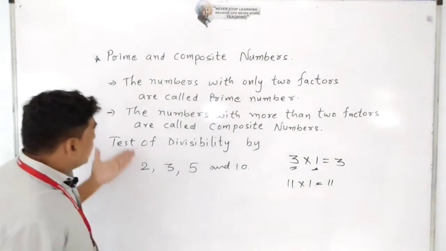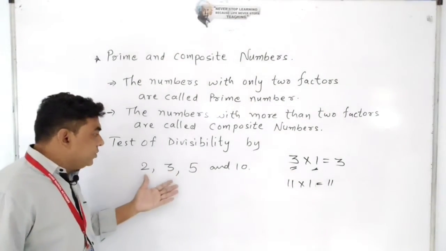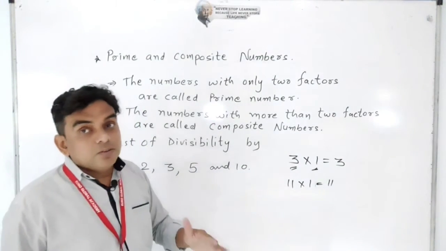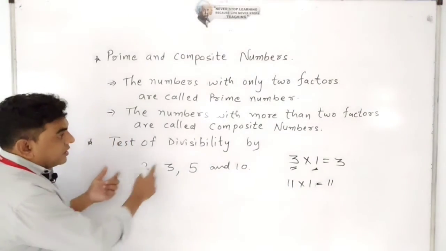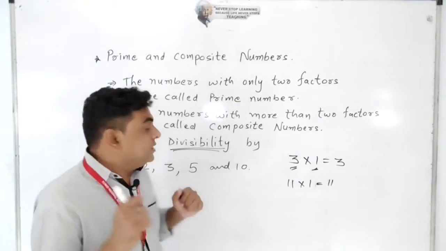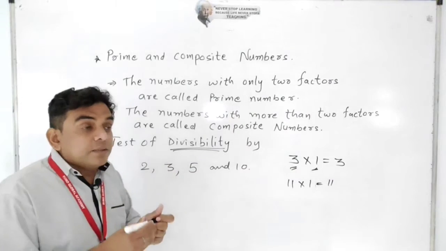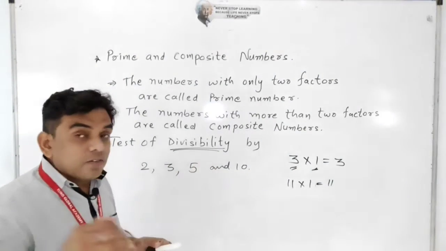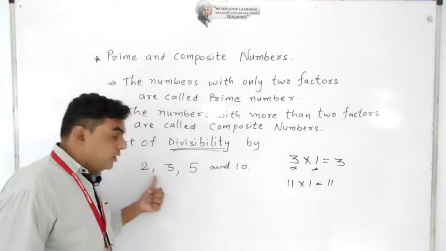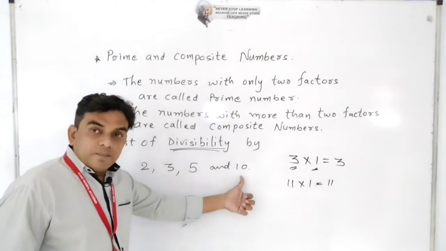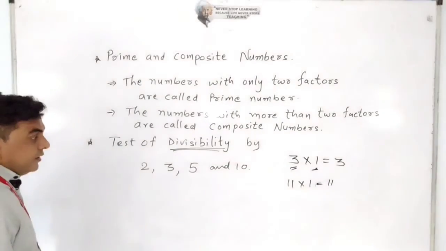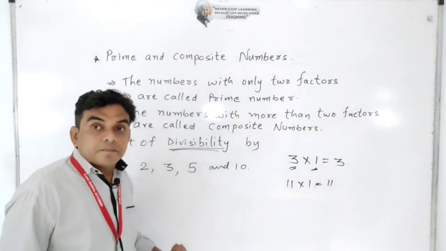Students, okay. Now, the test of divisibility by 2, by 3, by 5 and by 9. How will you do that? In live class, we will check that one also, but for the test of divisibility, I am going to explain what divisibility is. Divisibility means that whenever you divide some number, the remainder will be 0, so it is divisible by that number. Suppose you divide by 2, by 3, by 5, by 10. The remainder is 0, so you can say it is divisible by that number.